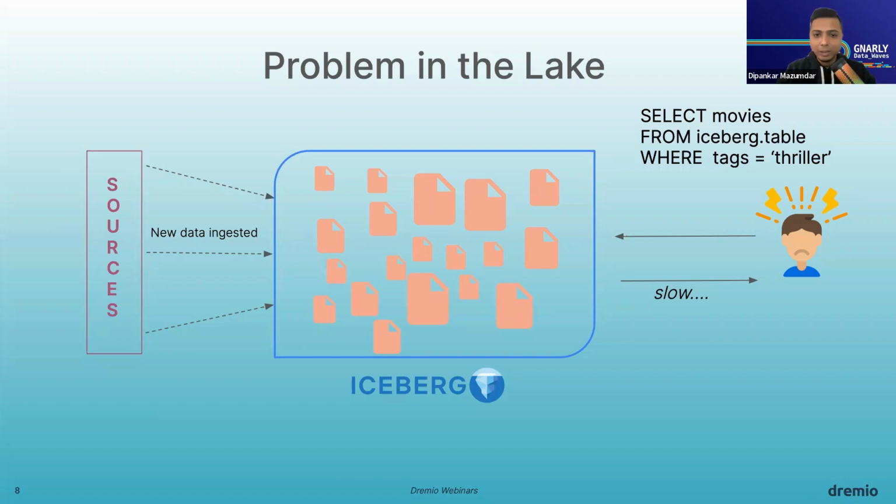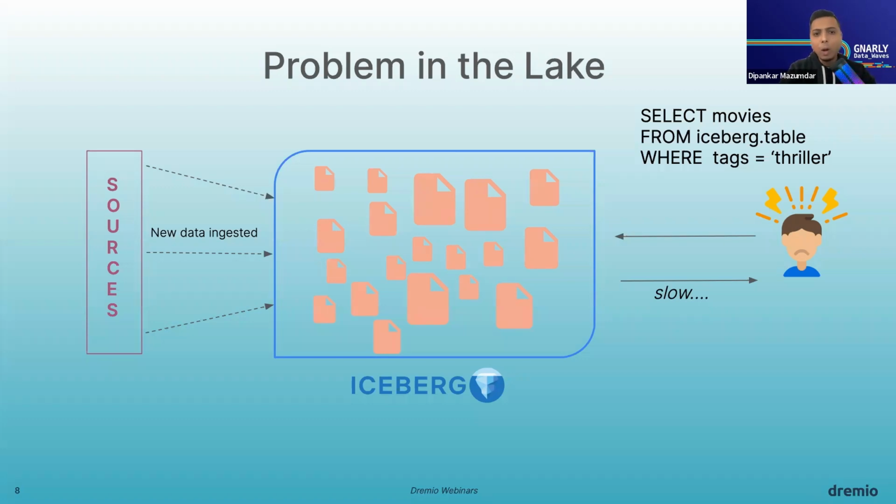So what this means is that, let's say you had a query like this, like select star from movies, from an Iceberg table, where you put some kind of a filter and you're trying to get the data. Now over a period of time, when you have a lot of data coming into this data lake, you might not have the same performance as you had before. And it can be pretty slow and frustrating for users, right?